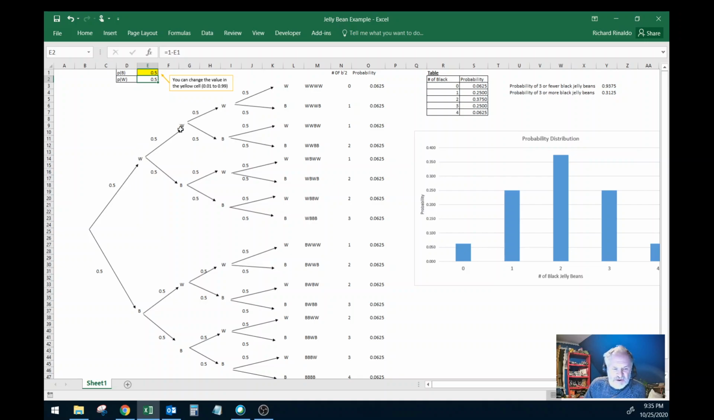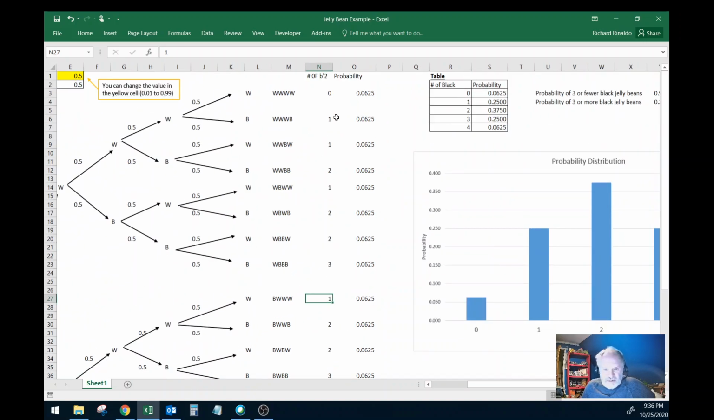So in this case, this replicates what we had in the class example, where the probability of black is 0.5, probability of white is 0.5. And here are our respective probabilities. In terms of number of black, there's one occurrence where there are 0 black jelly beans, where they're all white. For one black jelly bean, there's 1, 2, 3, and 4 possible outcomes, or four occurrences of one black jelly bean.